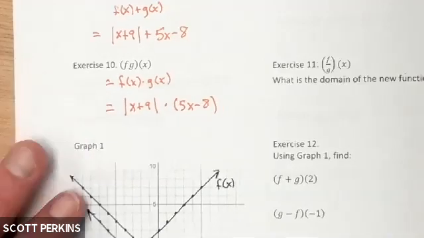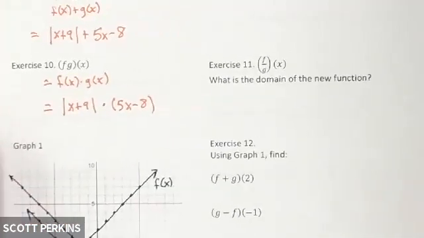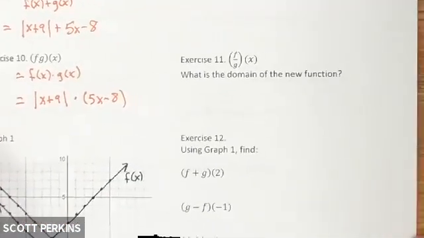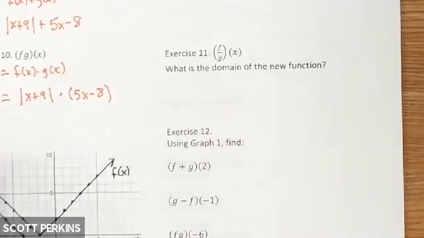Okay, the last problem like this we're going to do, and then we'll be just about done with the first 4 of our basic operations, is exercise 11. It's a quotient function. Again, the quotient function should be super simple for you to take care of, but the domain is the tricky part of this one.